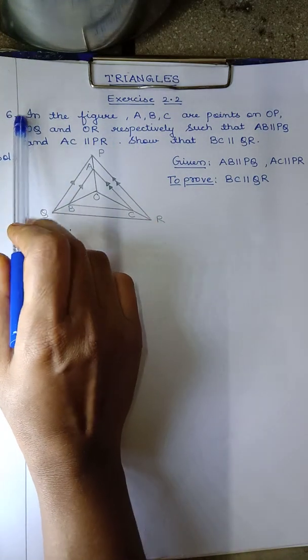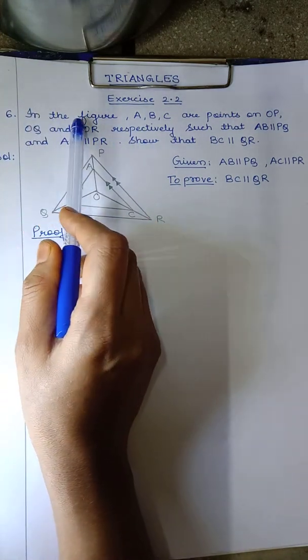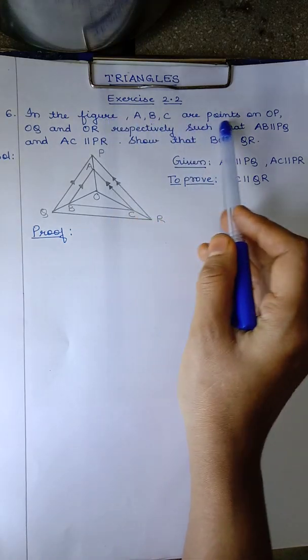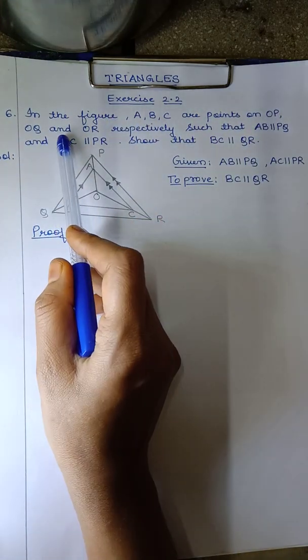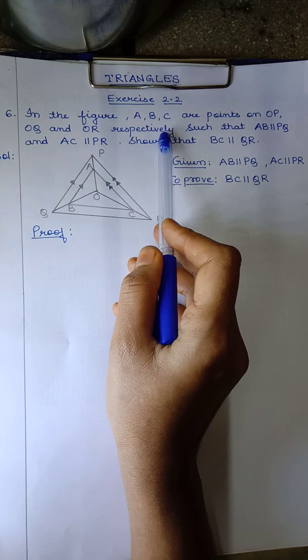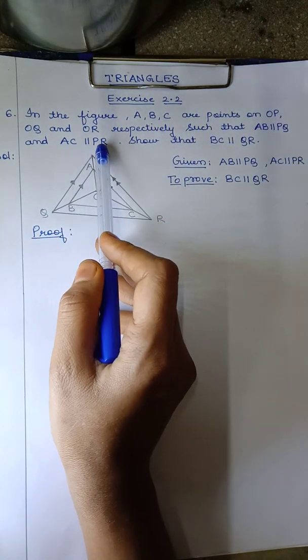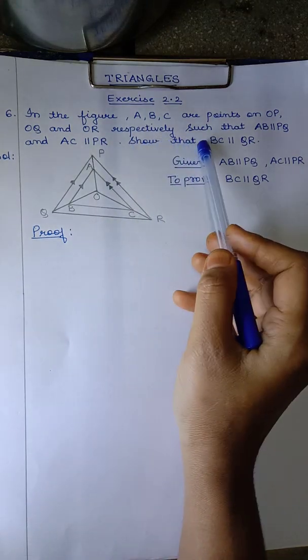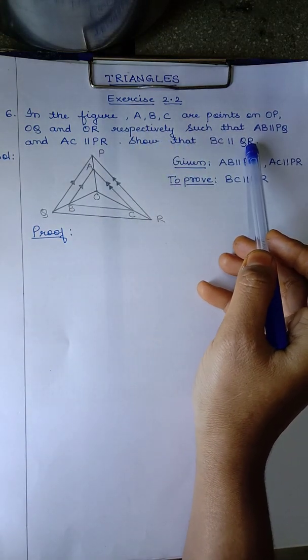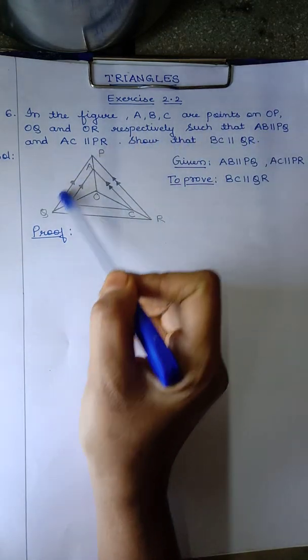Sixth question. In the figure, A, B, C are points on OP, OQ and OR respectively, such that AB is parallel to PQ and AC is parallel to PR. Show that BC is parallel to QR. A figure is given.